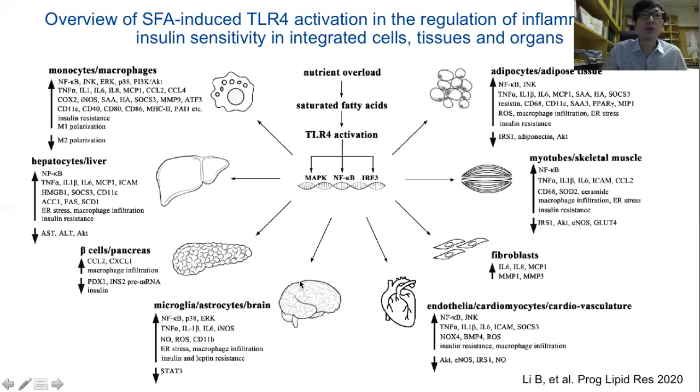Interestingly, of course, also in the CNS, the central nervous system, SFA-induced TLR4 activation would cause different neuronal cell types to undergo inflammation, ER stress, and also the resulting insulin and leptin resistance, which, as you know, would also affect appetite and be related to the onset or propagation of obesity.